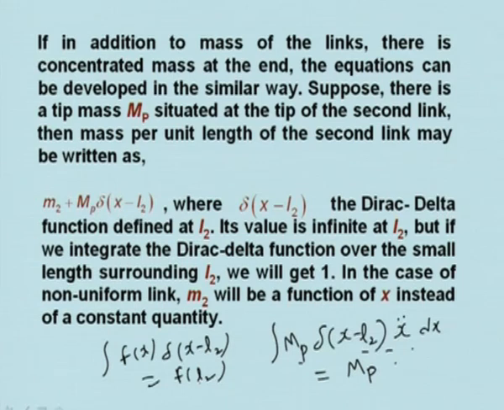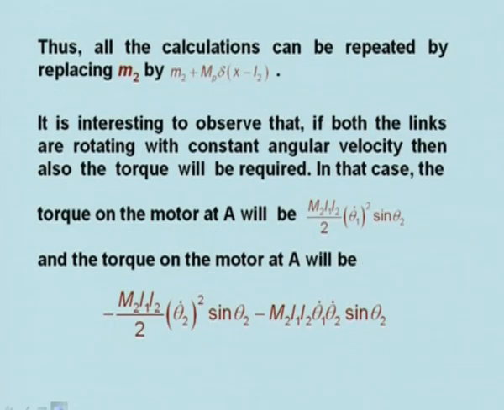In the case of a non-uniform link, M2 will be a function of x instead of a constant quantity. Thus all the calculations can be repeated by replacing M2 by M2 plus MP delta(x minus L2).